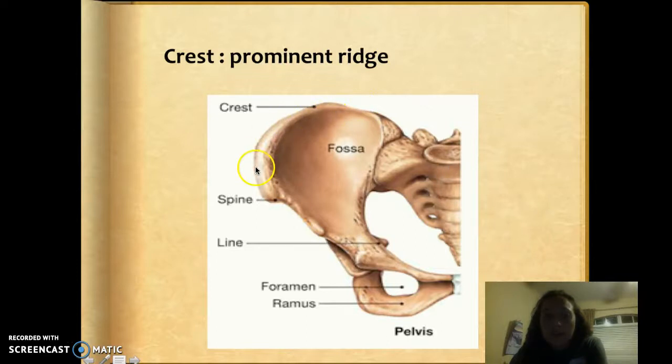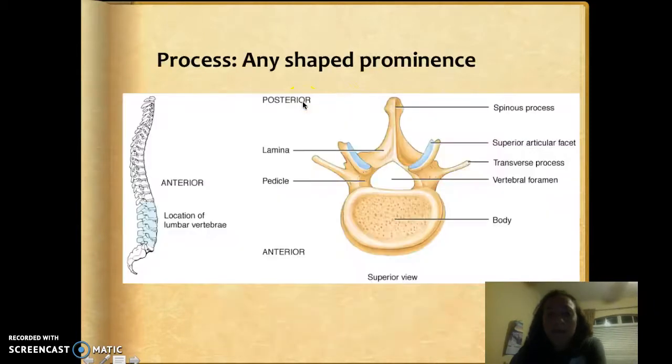The crest, which is right here, is part of your pelvic girdle. It's just a round crest, and then again, your muscles wrap around that. And the process, so your vertebrae is the best example. It's any shape prominence that sticks out.